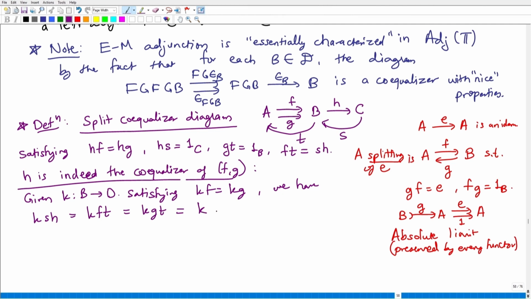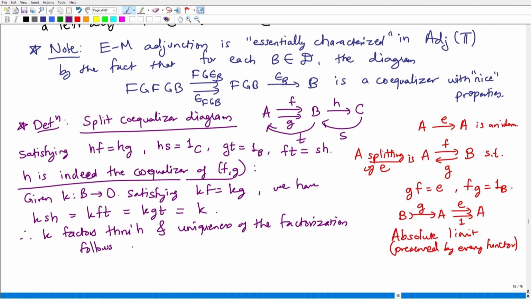Okay, so therefore K factors through H, and uniqueness of this factorization follows from the fact that H is split epi. So if you are given very strong conditions like these four equations, then indeed H is a co-equalizer.